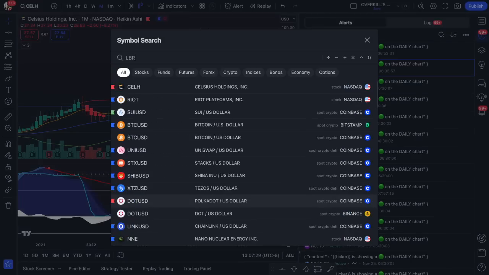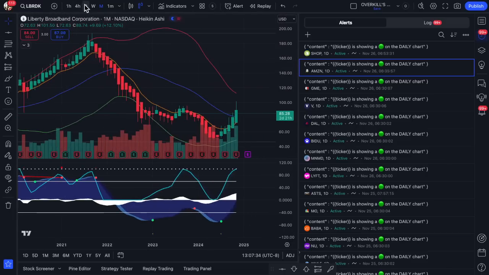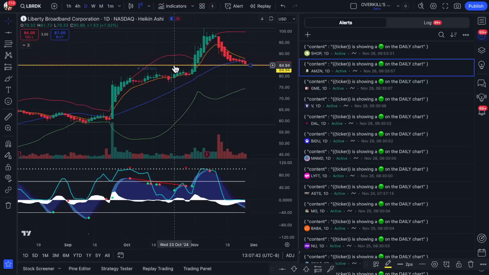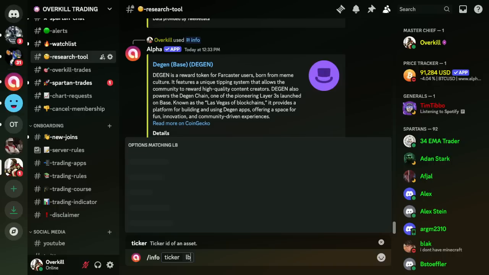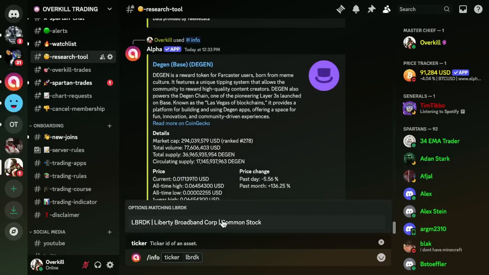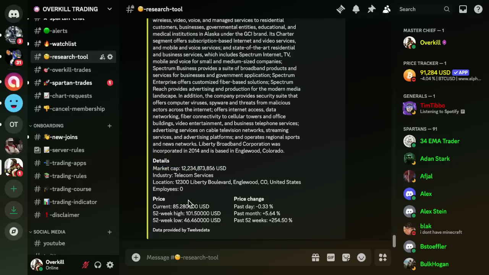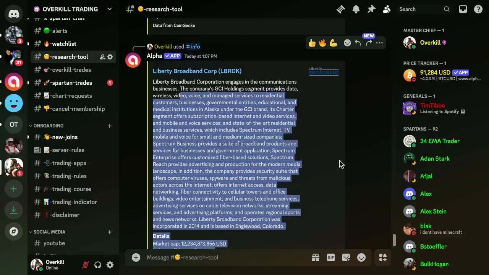LBRDK. Okay, monthly charts popping off. Good call out here. Okay, that one's nice. 7-day pullback on this one. Liberty Broadband Corporation, LBRDK. Let's go to our research tool. Type in /info, LBRDK. It's going to tell us what this stock is. Looks like a broadband network here. It's about a $12 billion company based out of Colorado. Engages in communications businesses. Provides data, wireless, video, voice, and management services to residential customers, businesses, and governmental entities.